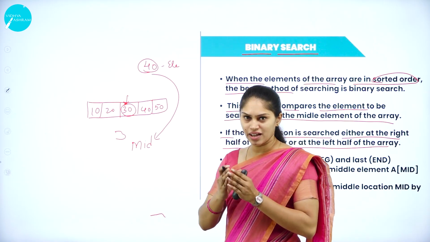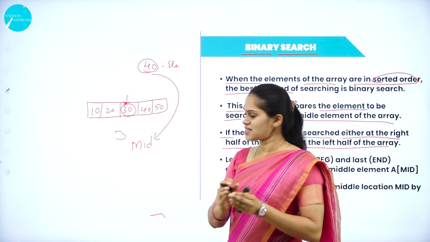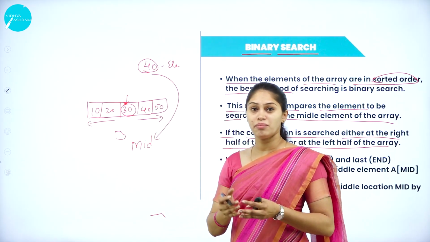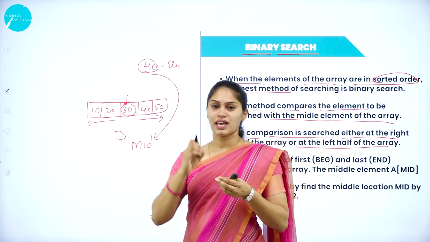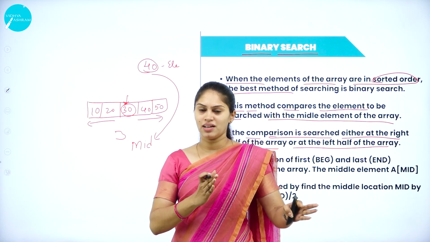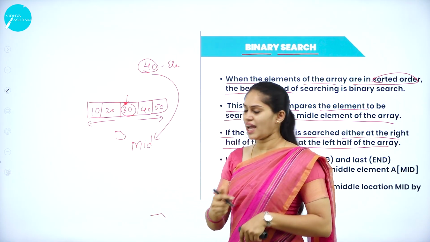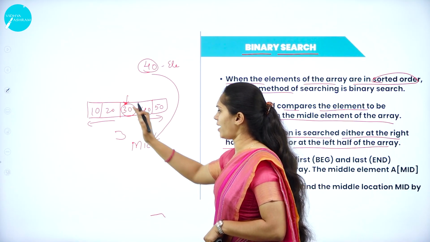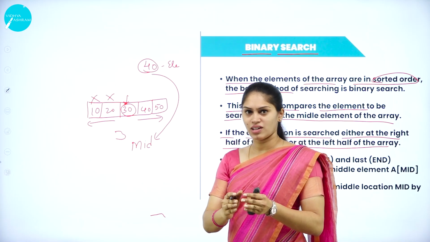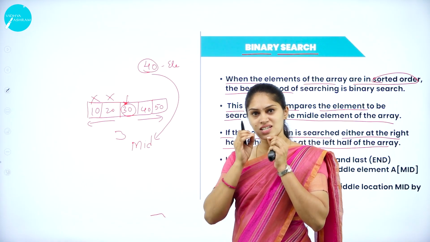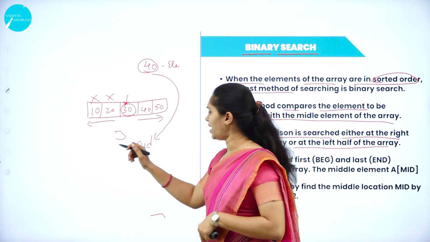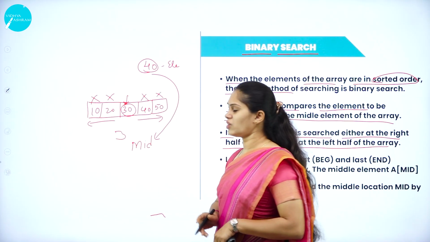Or else, my searching element is right of this mid or left of this mid. So 3 scenarios: exactly at the middle, right side of the mid, or left side of the mid. If I get to know my searching element is right of the mid element, then no need to search for these two elements. If I'm searching for the element which is present left of this middle element, then no need to search for these two elements.